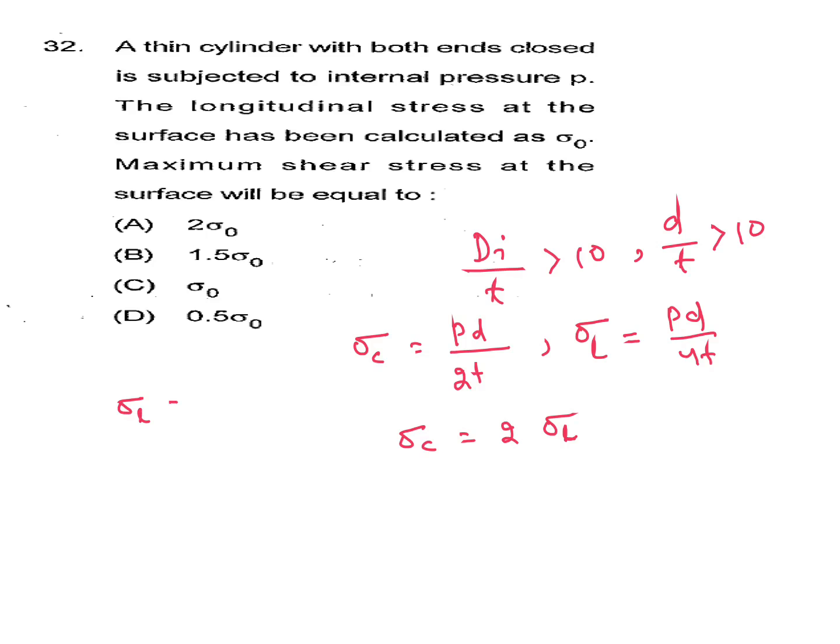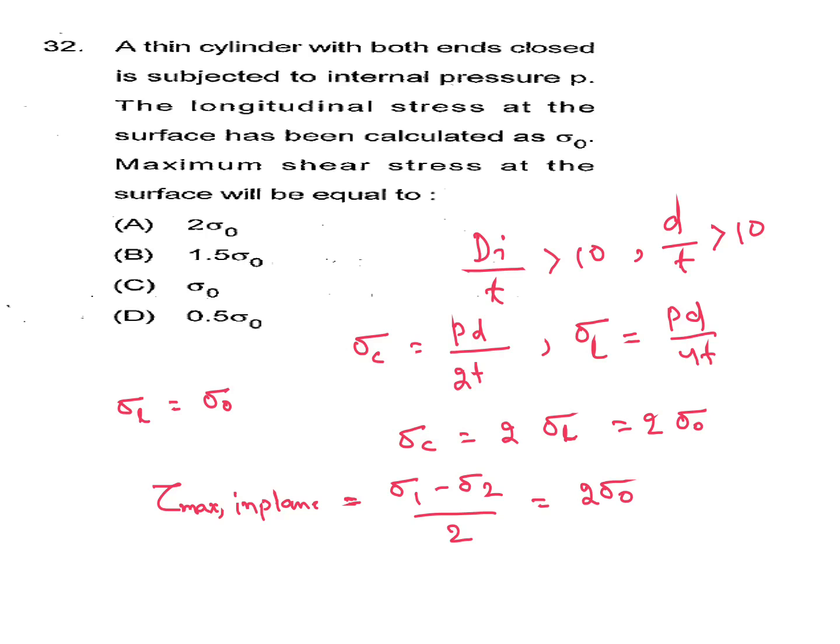So maximum shear stress at the surface, or maximum in-plane shear stress at the surface, will be equal to sigma 1 minus sigma 2 by 2. Sigma 1 is the maximum principal stress, it's sigma c, its value is 2 into sigma L or 2 into sigma 0. So 2 sigma 0 minus sigma 2, which is longitudinal stress, in this question it's sigma 0, by 2. So sigma 0 by 2 is our answer. 0.5 sigma 0, D is our answer.